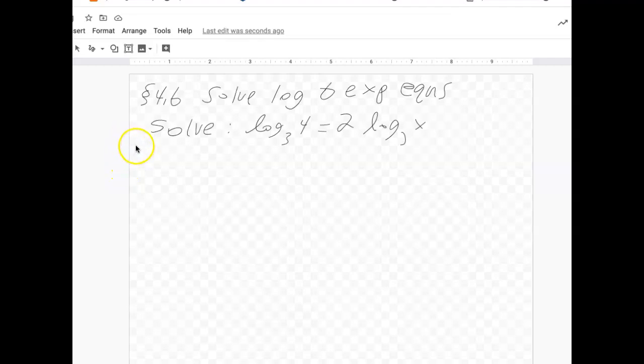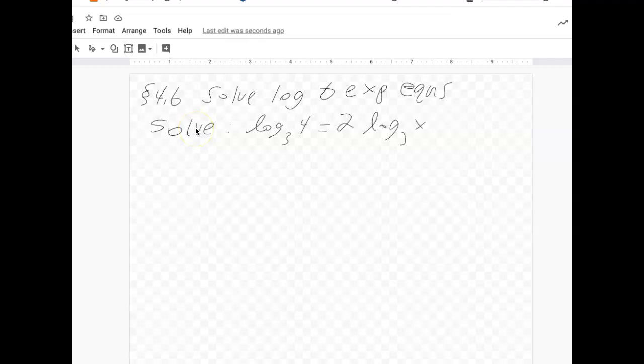Hi everybody, let's look at section 4.6 where we're solving logarithmic and exponential equations. In this section you're going to want to utilize a lot of the material that we learned so far, especially the properties of logarithms. So to solve this first example, we have log base 3 of 4 equals 2 times log base 3 of x.